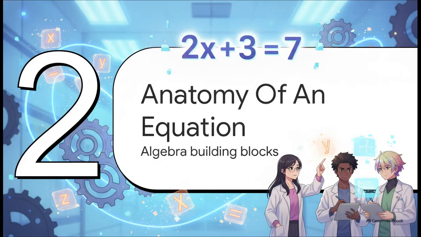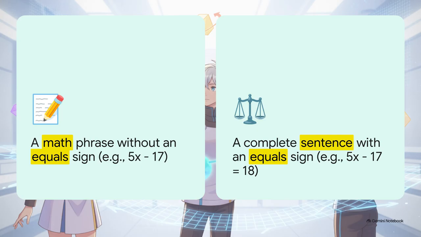Okay, moving right along to Section 2, Anatomy of an Equation, the building blocks of algebra. So the absolutely crucial thing to grasp here is the difference between an expression and an equation. An expression is really just a phrase. Think of something like 5x minus 17. There's no equal sign. It has a value, sure, but that value changes depending on what x is. But the second you drop an equal sign in there, making it 5x minus 17 equals 18, boom, you have an equation. It's now a complete mathematical sentence.